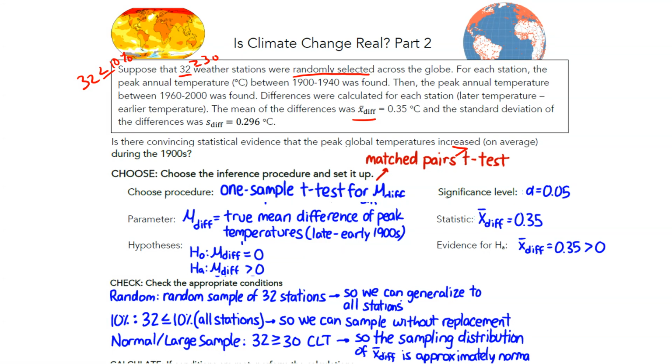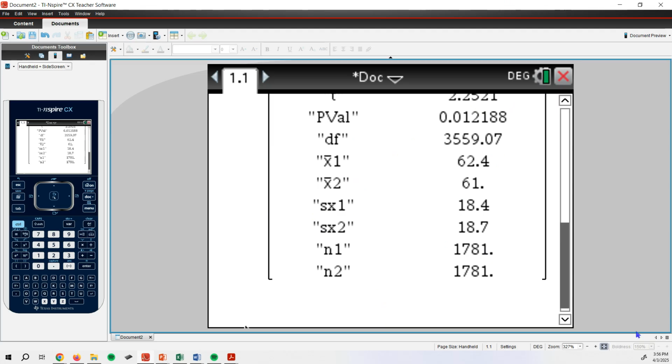Conditions, we've got them all. We have a random sample of 32 stations, so we can generalize to all stations. 32 is less than 10% of all stations, so we can sample without replacement. And we satisfy the central limit theorem, so the sampling distribution is approximately normal. Okay, matter of fact, this is the time again. Let's just throw everything into the calculator.